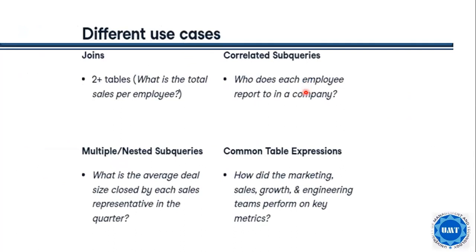Different use cases. For join, what is the total sales per employee? Then we're going to use joins. Who does each employee report to in a company? Then we use correlated subqueries. And in nested subqueries, what is the average deal size closed by each sales representative in a quarter? CTE, how did the marketing, sales, growth, and engineering teams perform on key metrics?